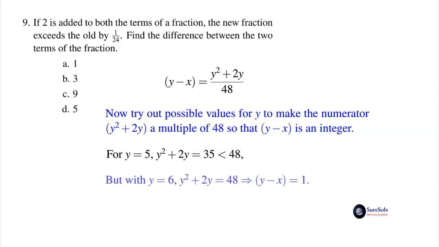But with y equal to 6, y square plus 2y equal to 48 and y minus x equal to 1. It is enough to get one choice value satisfying all the problem conditions in an MCQ. So answer is option A, 1.